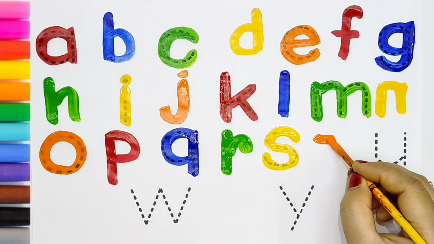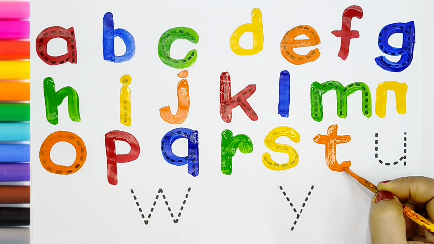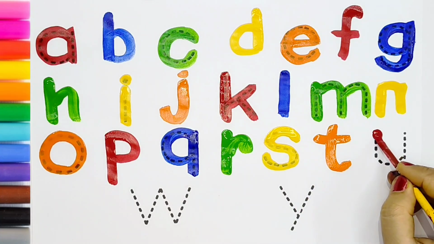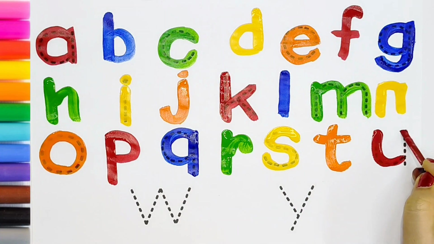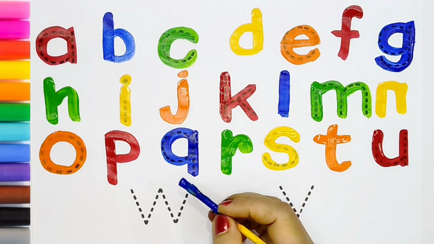Orange color. Missing letter. T for tea. Red color. U for under.